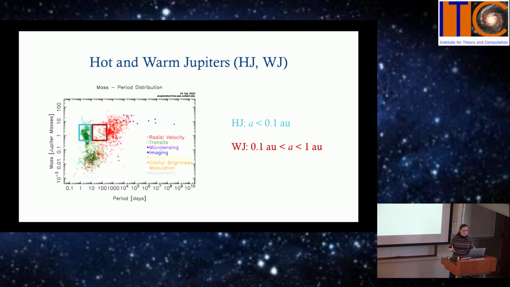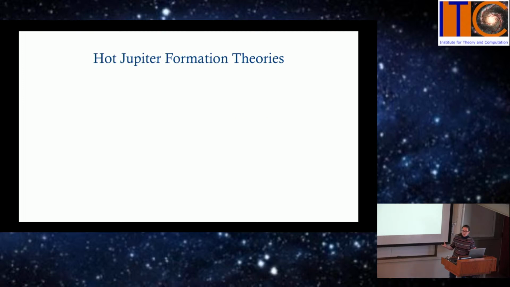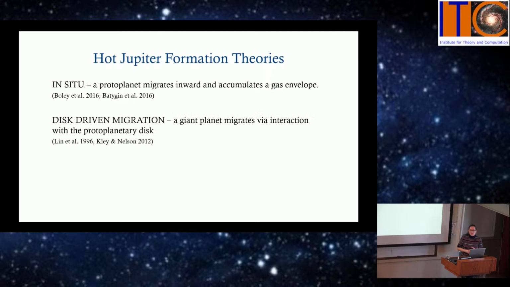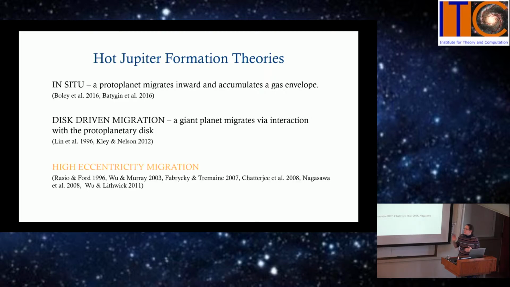We think that you shouldn't have the materials and the conditions that you need to form those planets where we see them today. So there's a few broad categories of hot Jupiter formation theories. The first being in situ formation. So a protoplanet has migrated inward, and then it accumulates its gas envelope around where we currently detect the planet. And then the other two categories involve migration of a fully formed planet. So one type would be disk-driven migration, where the planet migrates through interaction with a protoplanetary disk. And the other, which you might guess from the color is what I'll be focusing on, is high-eccentricity migration.